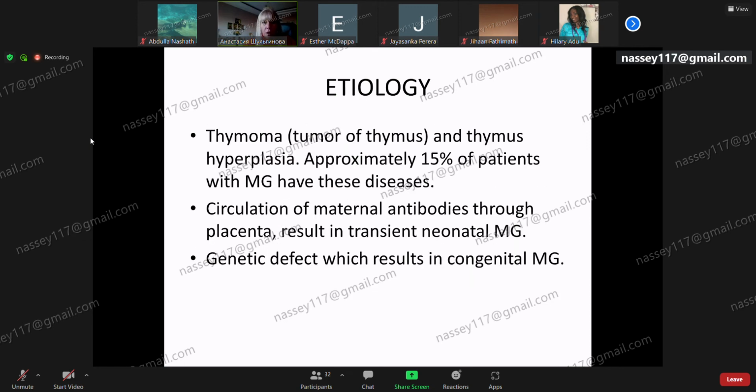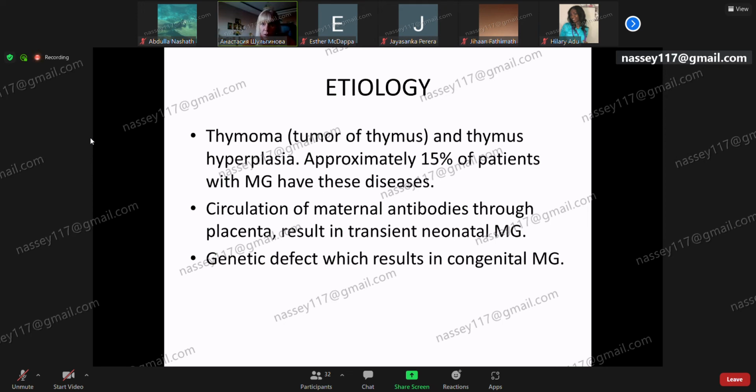Thymoma. Firstly, what do we say about the thymus? The thymus is a gland of the immune system that is responsible for forming the immune response from the birth of babies till the second decade of life. And approximately 15% of patients with myasthenia gravis have thymoma or hyperplasia of the thymus.